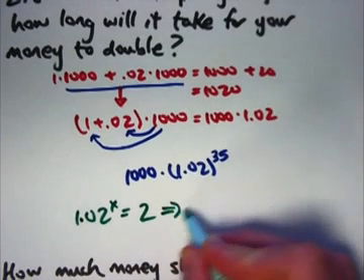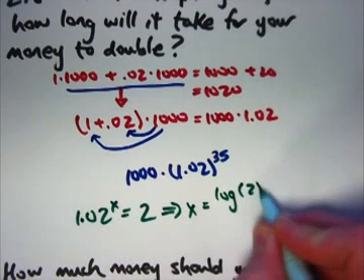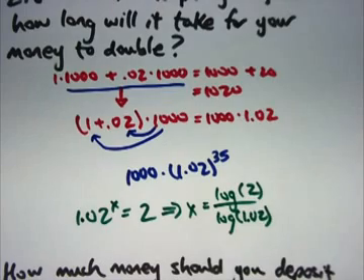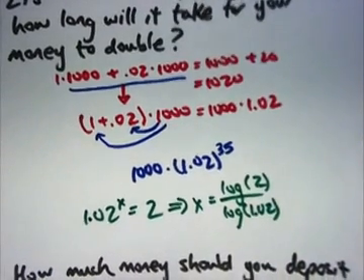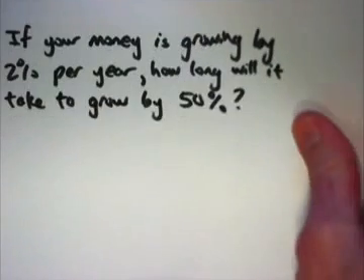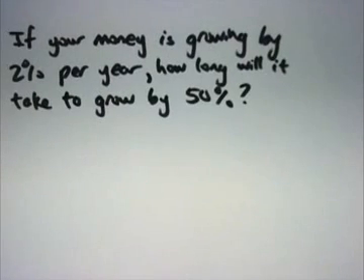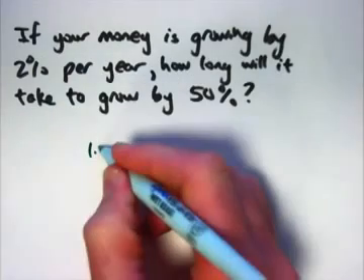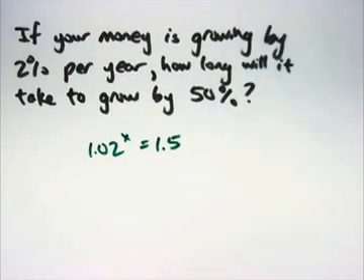And the answer based on logarithms is going to be based on what I did in the previous page. Log of 2 divided by log of 1.02. Try it in your calculator, you should get about 35. Give that a try. One more example. If your money is growing by 2% per year, how long will it take to grow by 50%? Instead of doubling, growing by 100%, grow by 50%. To grow by 50% means you're going to multiply the original amount by 1.5.